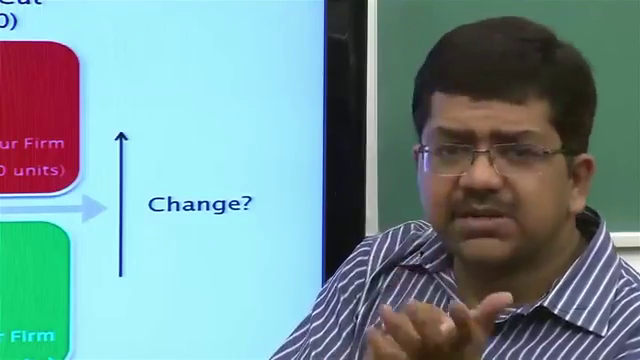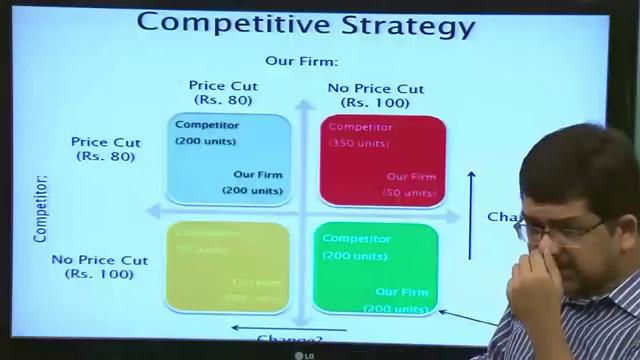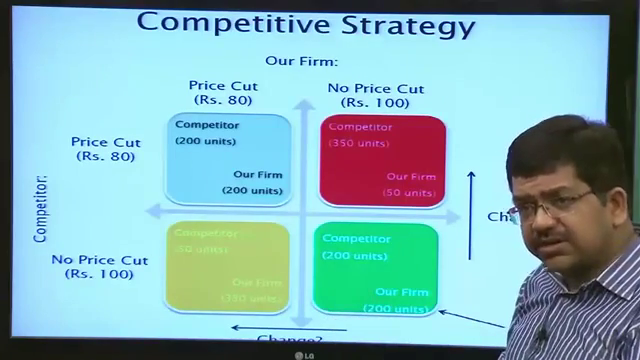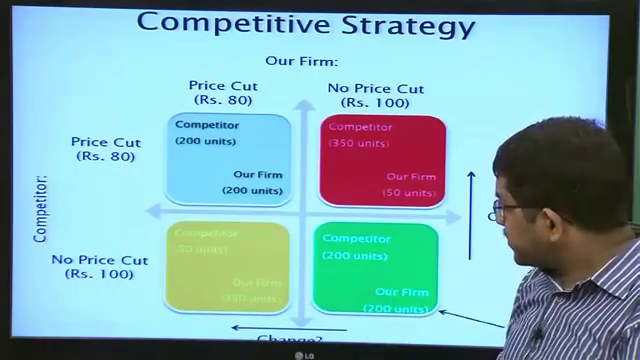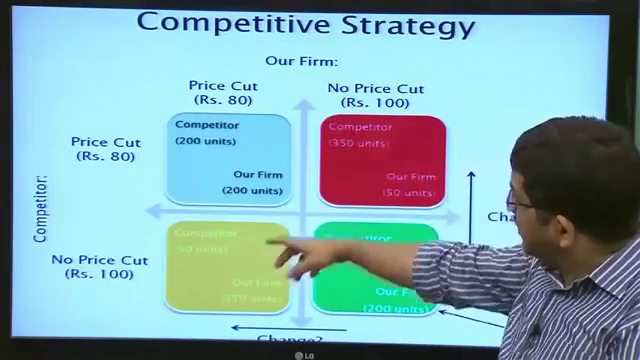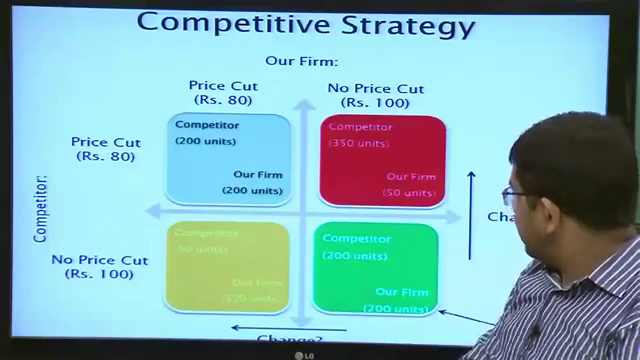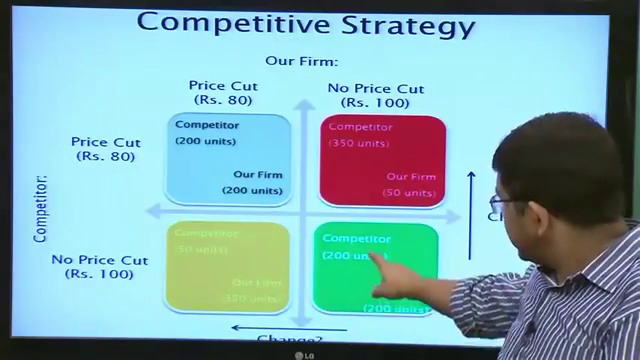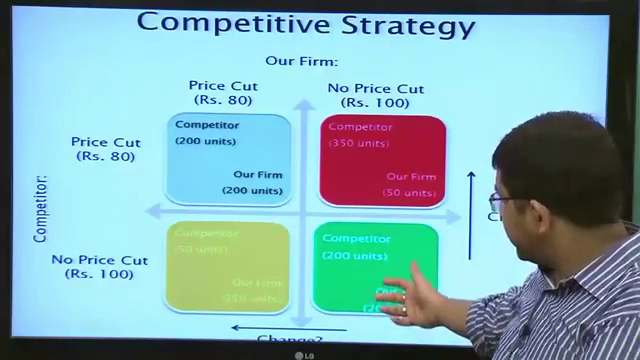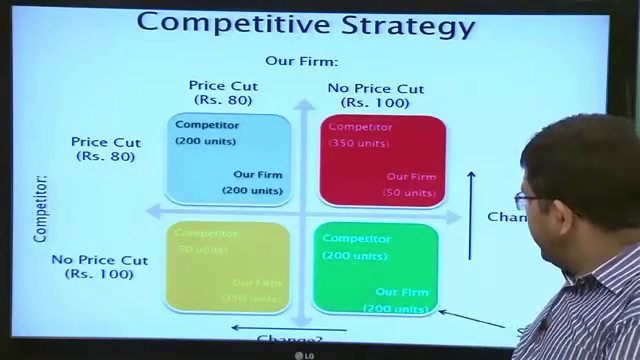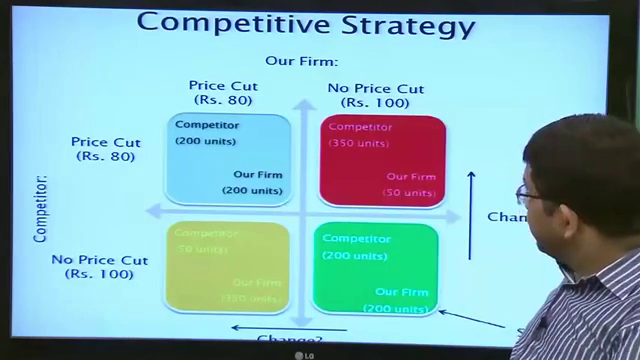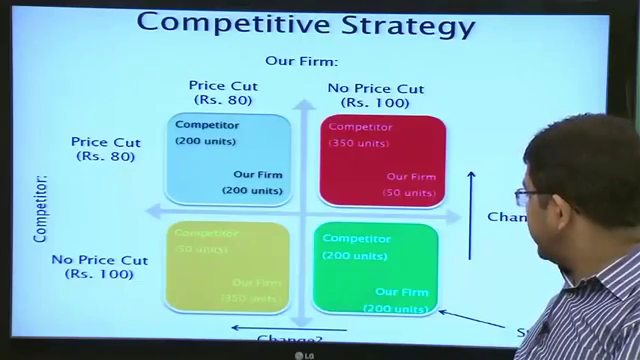One of the examples I have tried to show here is a very simplified scenario where there are only two players in the market: your firm and your competitor. The current situation in this market is that you and your competitor both have a 50% market share, both are selling 200 units, and your current price is rupees 100 per unit for that particular product.